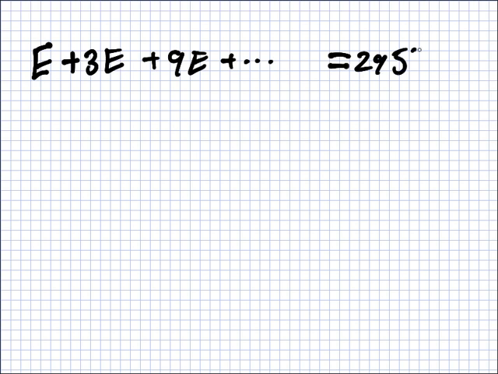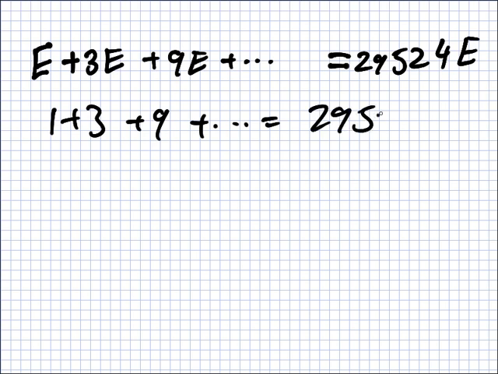Okay, well this is not as bad as it looks. First we get E energy in the first reaction. Then the next reaction, how much do we get? We get 3E. And then the next, 9E. And this continues until some point where it stops. And the total has to be 29524E, yes. Now let's divide by E. So we get 1 plus 3 plus 9 and so on equals 29524. This is a GP.